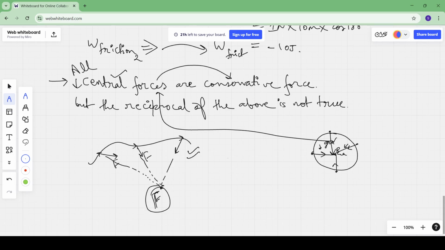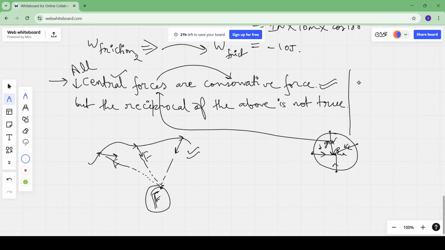But obviously it is not the case with non-central forces. If the forces are non-central in nature, they are not conservative. This is one of the very major differences. You can keep this in mind and differentiate between the two by taking this as one point.